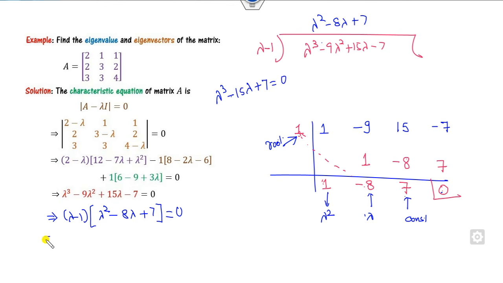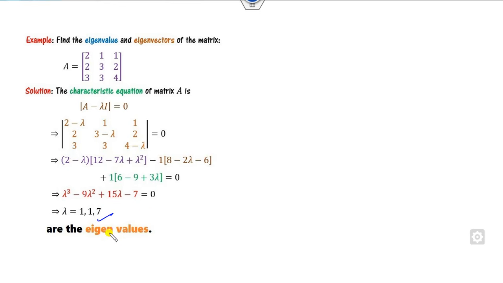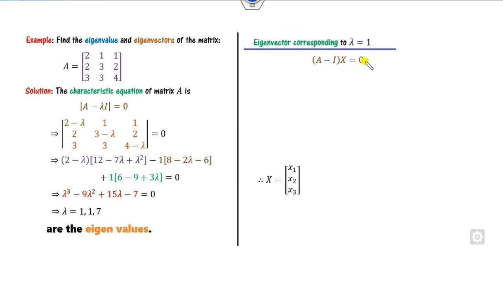Now you can easily simplify that. This is minus 7, this is minus 1, the sum is 0. So what are the roots of this equation? 1, 1, 7 are the roots. If you want to write the spectrum, what is it? That is 1, 7, the distinct values. And what is the spectral radius? What is the largest value in magnitude? It is 7.